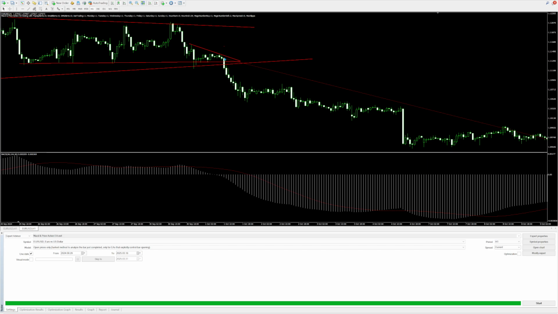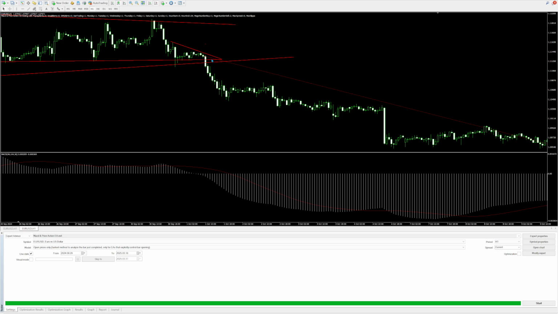As you can see, the EA did take it. MACD crossover of the 0 line as well. We also have a three inside down candlestick formation here. In fact, two of those up here as we've got the lower highs as well. So lots of bearish signals for taking this trade.